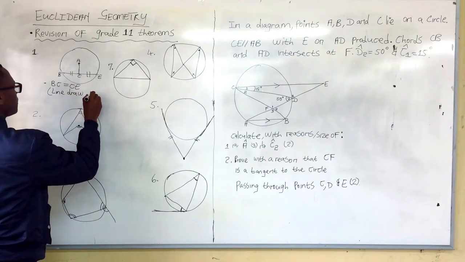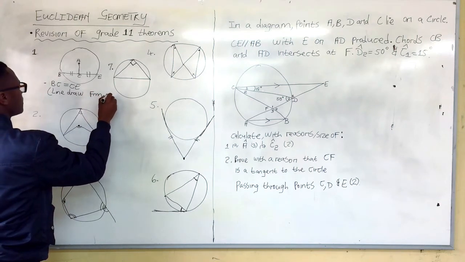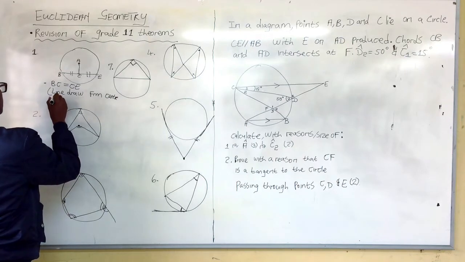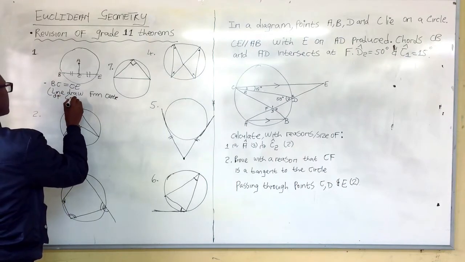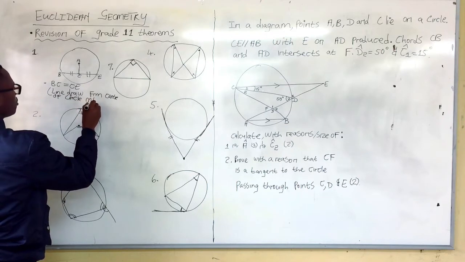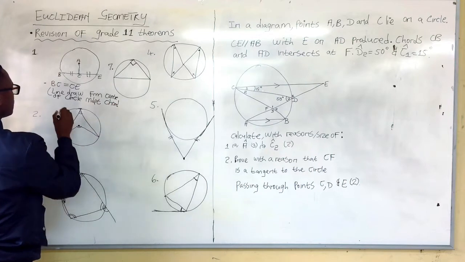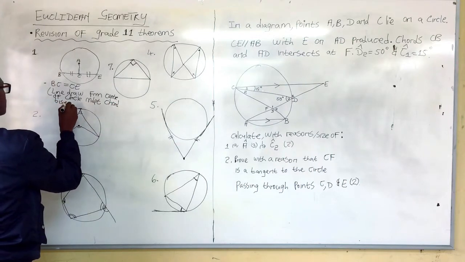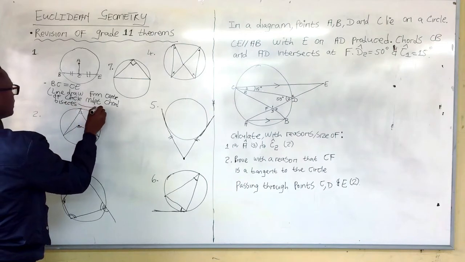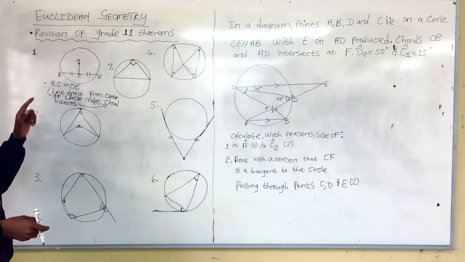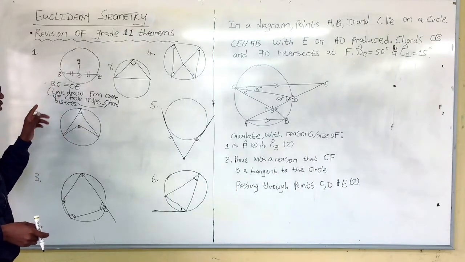drawn from the center of the circle to the midpoint of the chord, it bisects that chord. So that is the first reason. So it's important for you to know this theorem so that you can be able to apply it in questions.